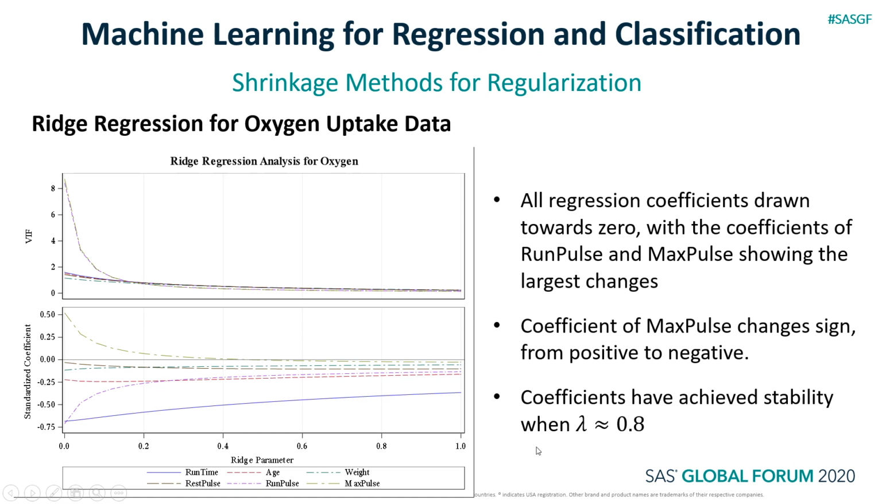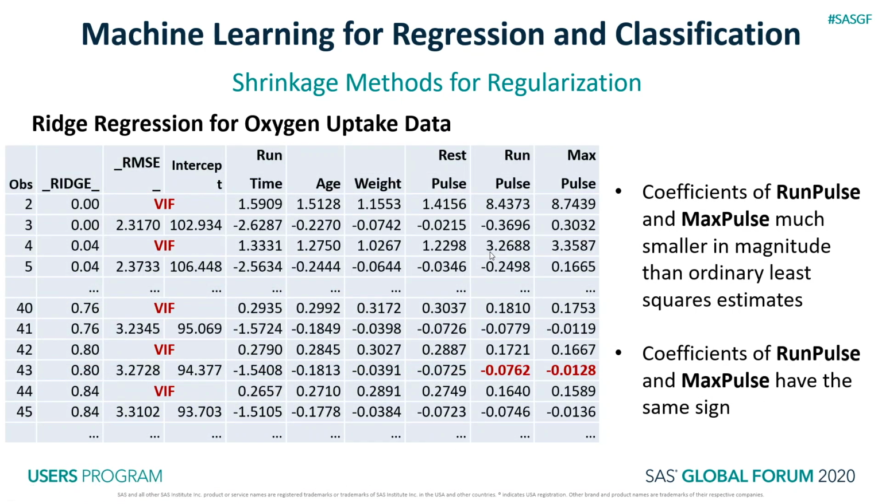Certainly by the time we reach lambda equal to 0.8, it looks like all of the parameter estimates have stabilized, and so that might be a reasonable value of the ridge parameter to choose. And here's the output that we get, and so I come down here to observations 42 and 43, and this is corresponding to the ridge parameter being equal to 0.8, and I've highlighted the coefficients for run pulse and max pulse, and you can see that both of them are negative, which is what they should be, and they are much, much smaller in magnitude than the original ordinary least squares estimates, which were of the order of 0.369, excuse me, and 0.3032. So the effect of pulling in the coefficients using the ridge regression seems to have been rather good.